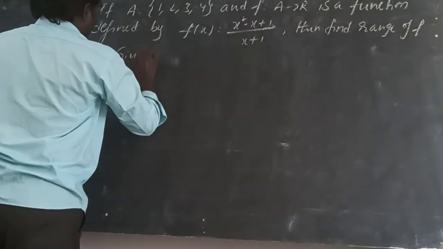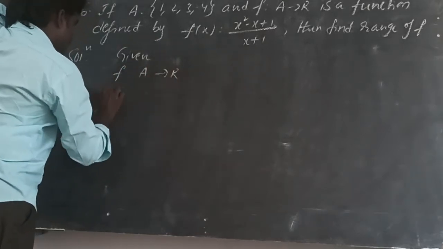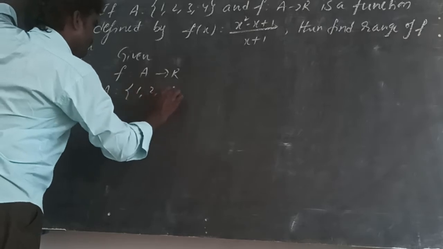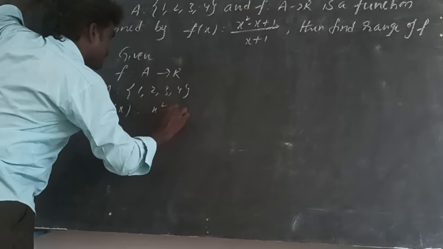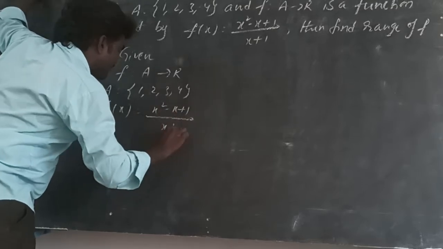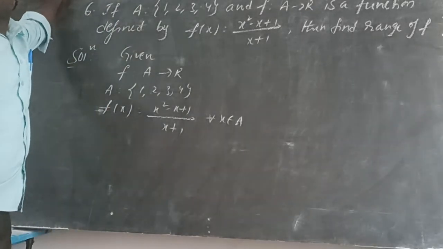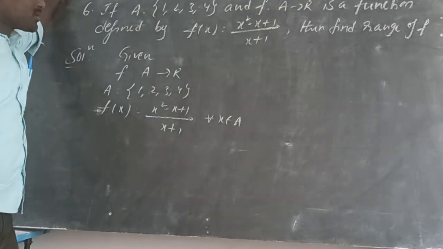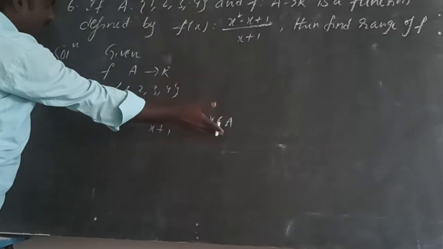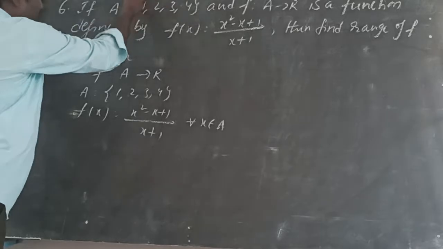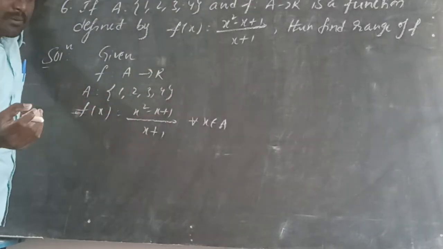Given f from A to R, so A is equal to 1, 2, 3, 4. So define a function f of x is equal to x square minus x plus 1 by x plus 1. So for all x belongs to A, okay, x belongs to codomain. So they are asking that the mapping elements of x. Okay, so here what are the x elements, what are the domain elements? 1, 2, 3. When you substitute that 1, 2, 3 in the given function, then you can get the mapping elements. So the mapping elements is called what?